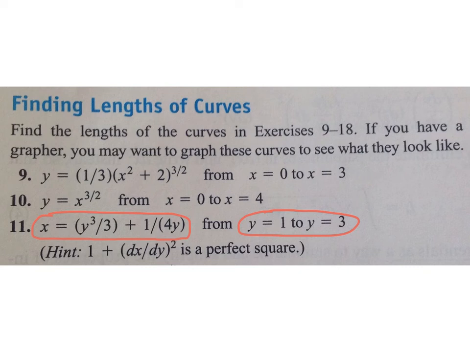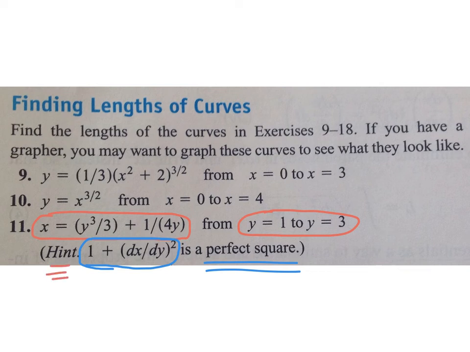This is a function of y instead of a function of x. But the formula works the same way. We'll just switch the roles of x and y. Notice that they give us a hint here, which is a big deal. They're telling us that 1 plus dx over dy squared is a perfect square. That's going to help us out, because if it is, we should be able to take the square root of it. So just keep that in mind, that hint is a big deal.